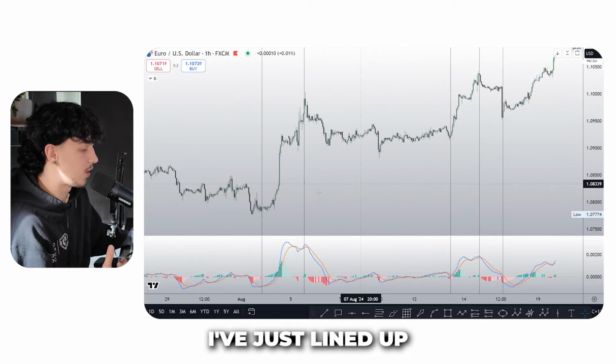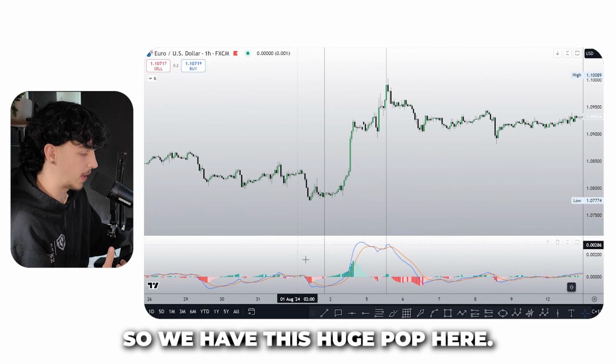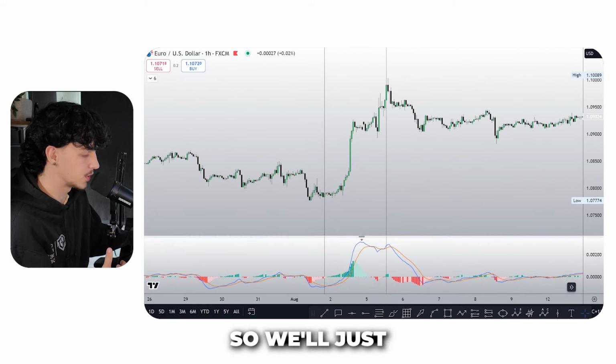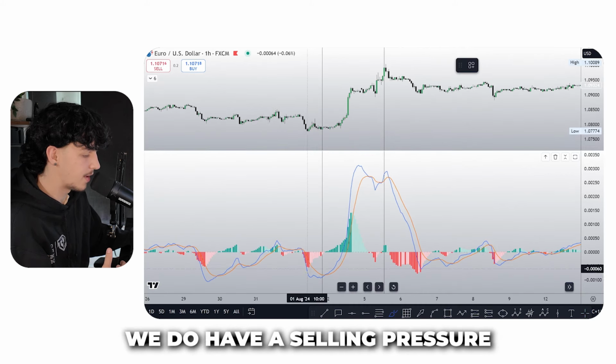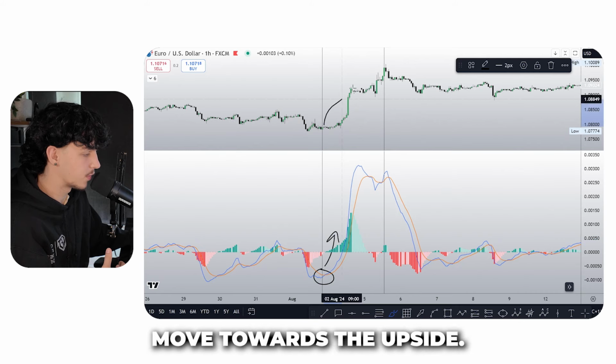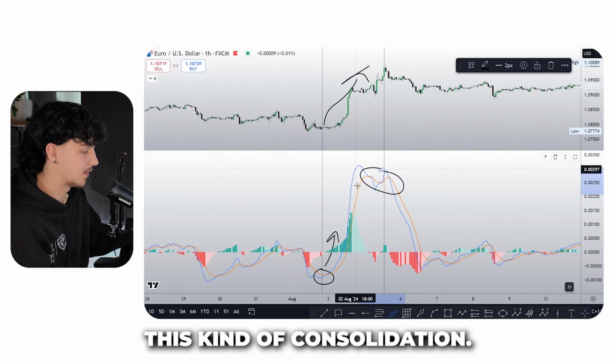As you can see, I've lined up the key moves in this market. We have this huge pop here, and if you look at the indicator below, you can see we have a huge crossover. If I increase this a bit, you can see we have selling pressure and then a crossover, and that's what we want to see, a momentum move towards the upside, and that is what we got on EU here.